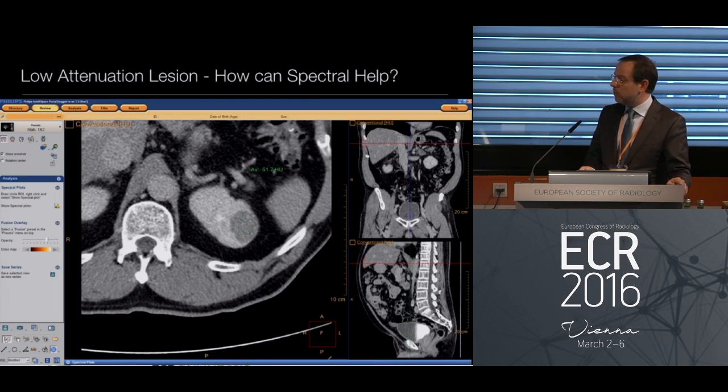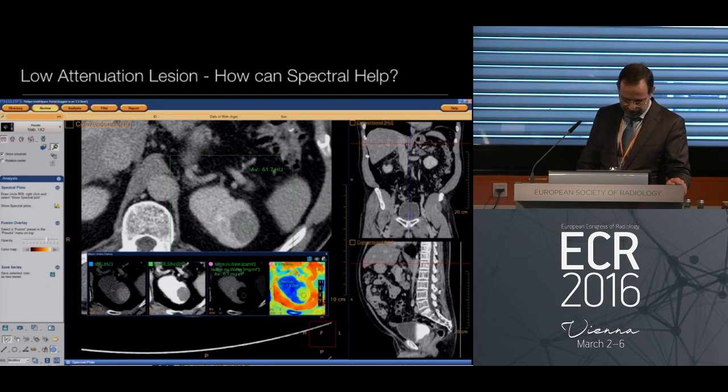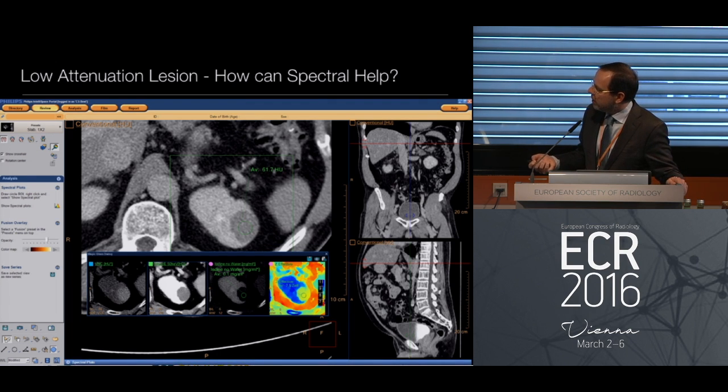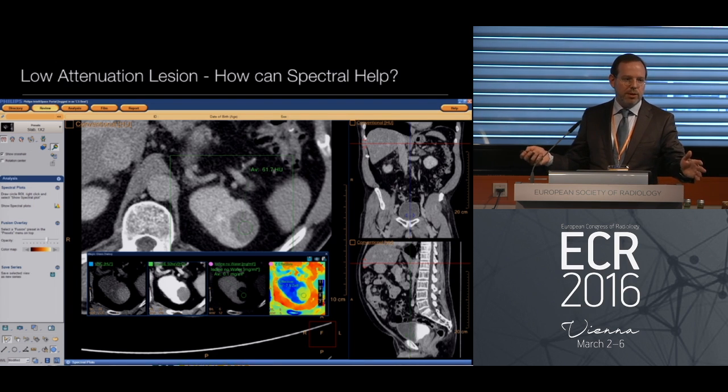But now we have the spectral information, and we can look at the characteristics of this lesion by turning on a function called the magic glass. Let's see, there we go. So we can see that this lesion is of high density, and it has also an effective atomic number that's in the range of water, but it definitely doesn't contain any iodine, so it's not a solid mass, and it's probably a hemorrhagic cyst, this lesion.